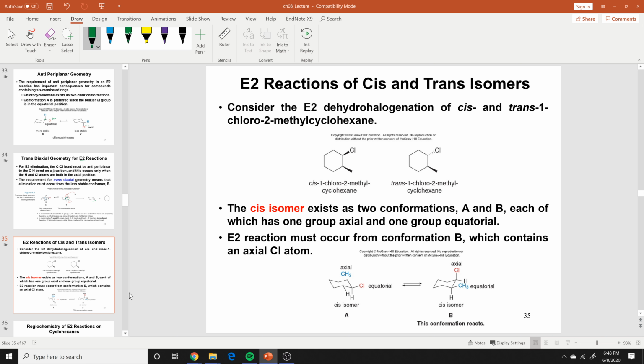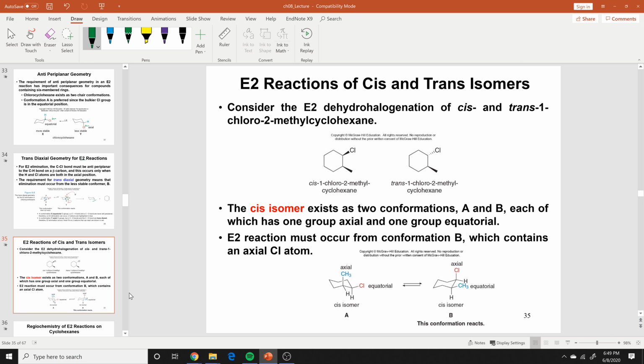We're going to consider the cis first. With respect to the cis isomer, that exists as two conformations. So you take the cis, and you draw both conformations. You draw the chlorine to be equatorial, flip it, and then it is axial. Remember the rule for flipping: up stays up, but whatever is equatorial is now axial, and whatever is axial is now equatorial.